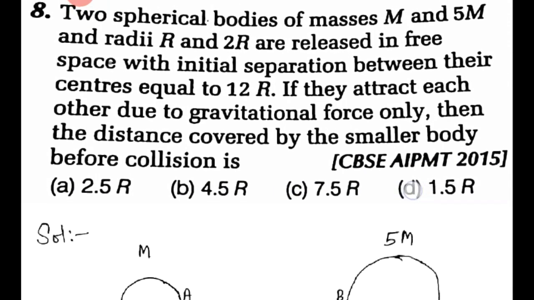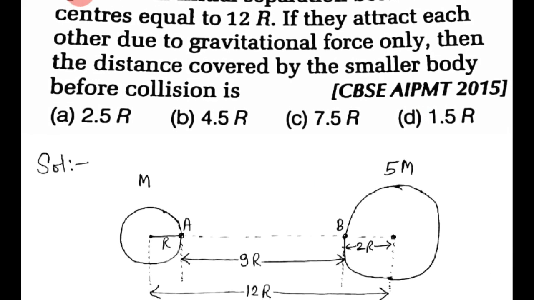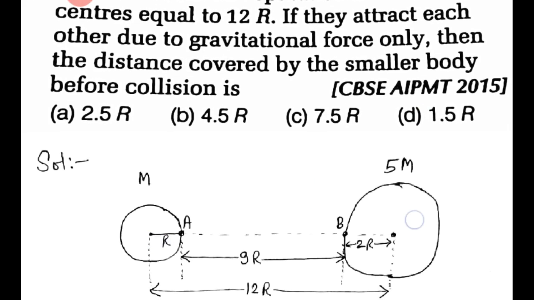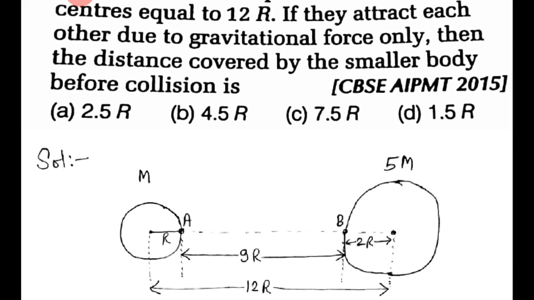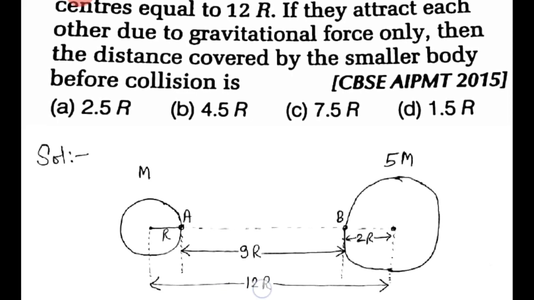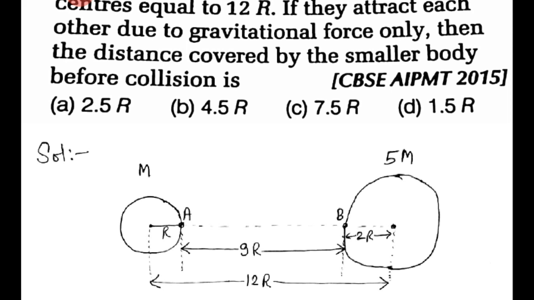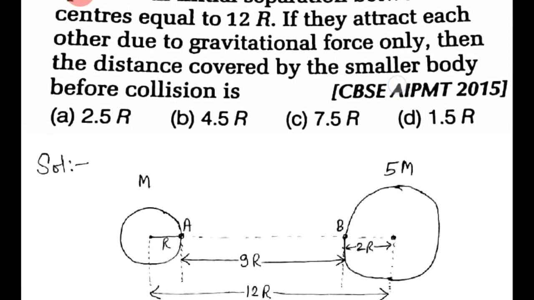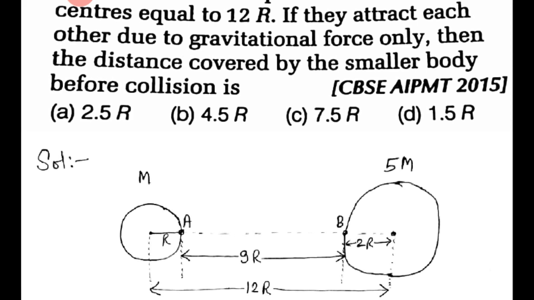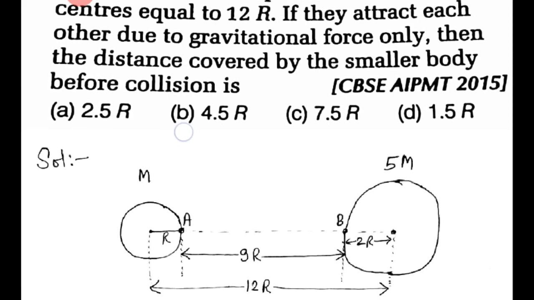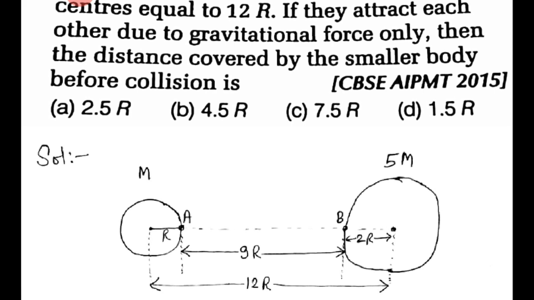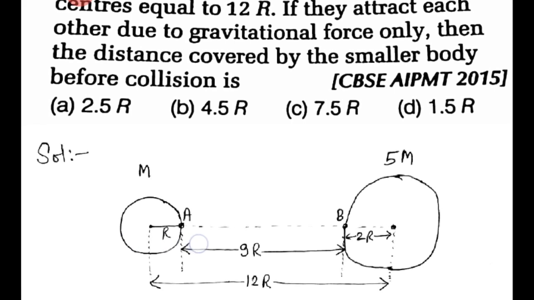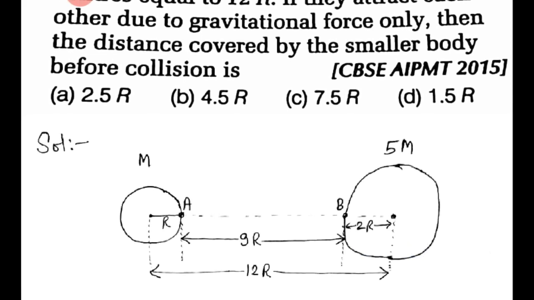Okay. So the two spheres have mass m and 5m, and the gap between their centers is given as 12r. And there is only gravitational force. So we have to calculate the distance covered by the smaller body before collision, and these are the options here. And r is the radius of this smaller sphere and 2r is the radius of this heavy sphere.